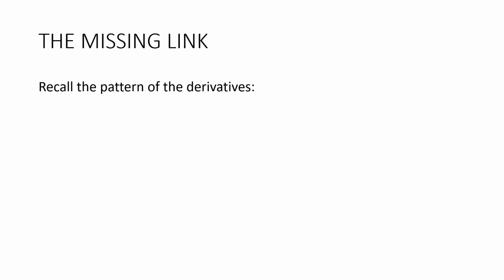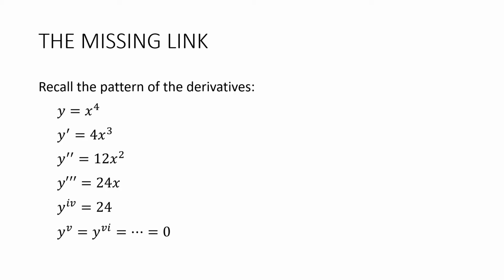Now recall the pattern of these derivatives. We did talk about this in Year 11. If we start with y equals x to the power of 4, the first derivative is 4x cubed, the second derivative is 12x squared, and then 24x, and then 24, and then a whole lot of zeros. But if we start at y is equal to x to the negative 1, the first derivative is negative x to the negative 2, second derivative 2x to the negative 3, third derivative negative 6x to the negative 4, and so on. So my question is, how did we jump from here to here? Or what did we differentiate to get x to the negative 1? What's the missing link?